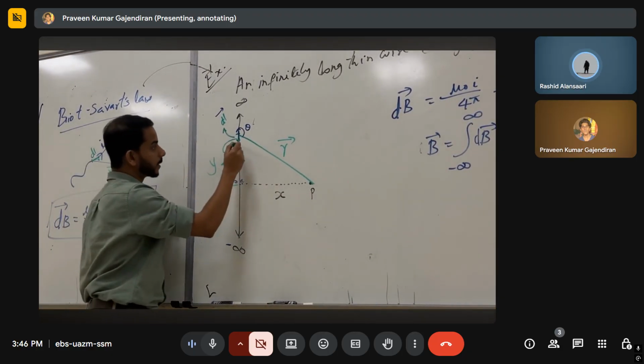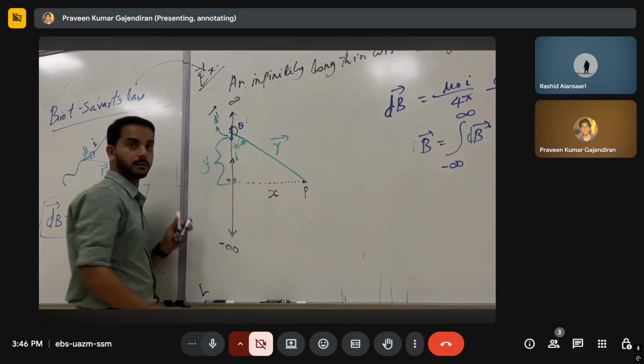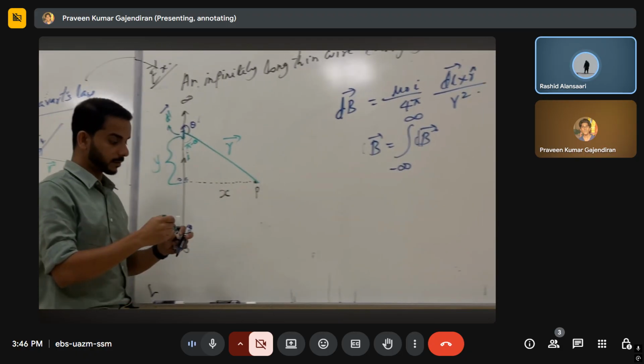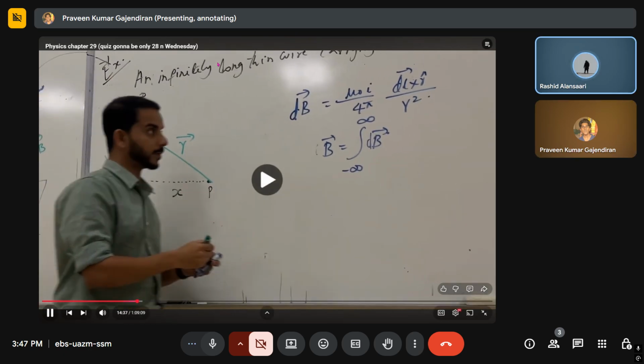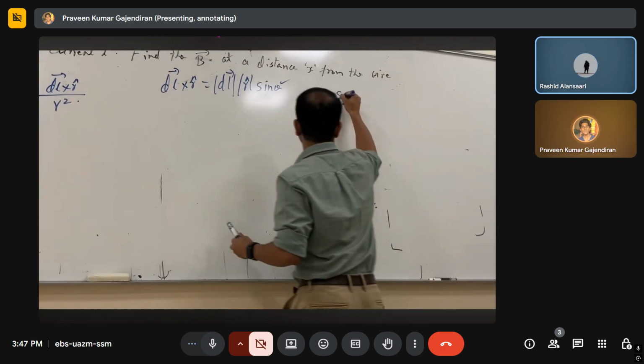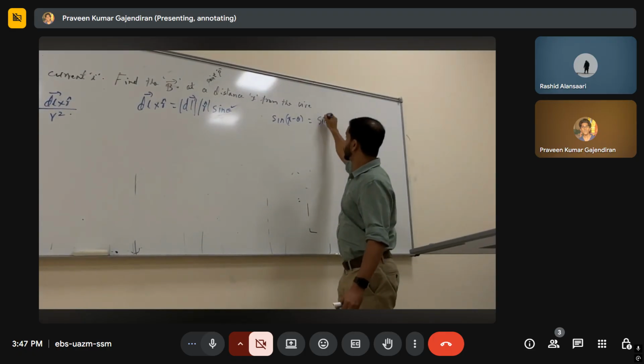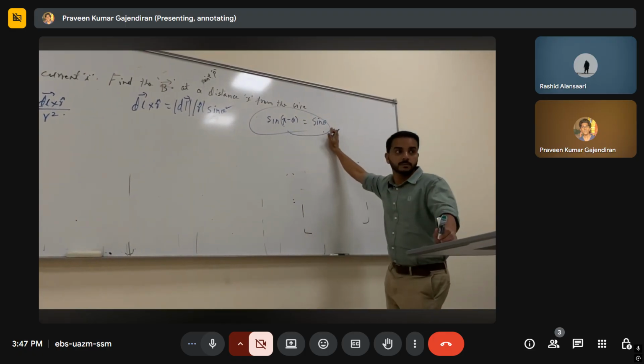Or you can also do it like this, with pi minus theta. Oh, he used the same equation again. And what is used is sine. dl cross r, with dl going this way and r going that way, the sine is the same also. These are the theta equations. Sine of pi minus theta should be sine theta.